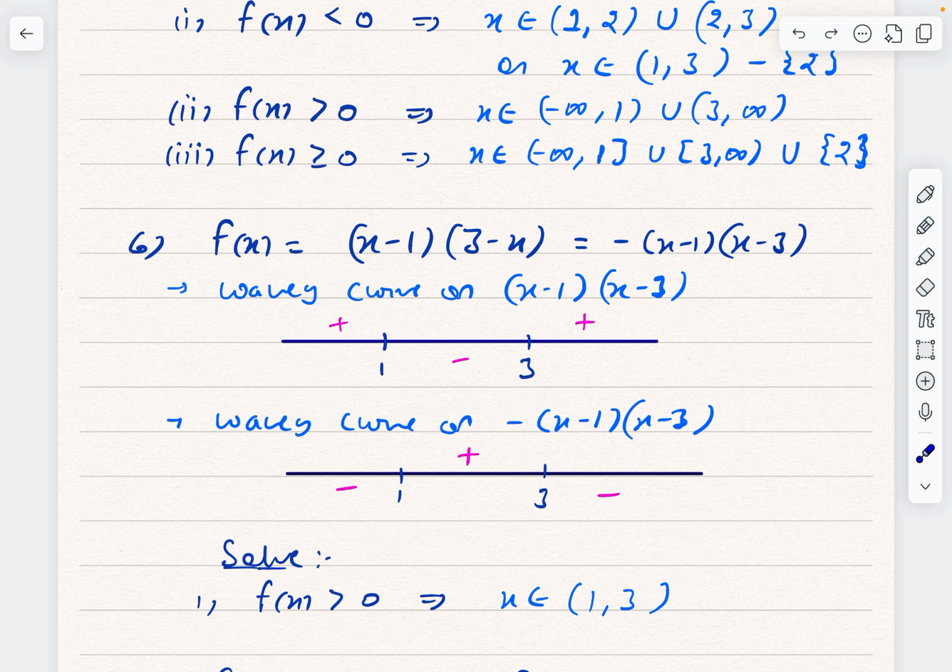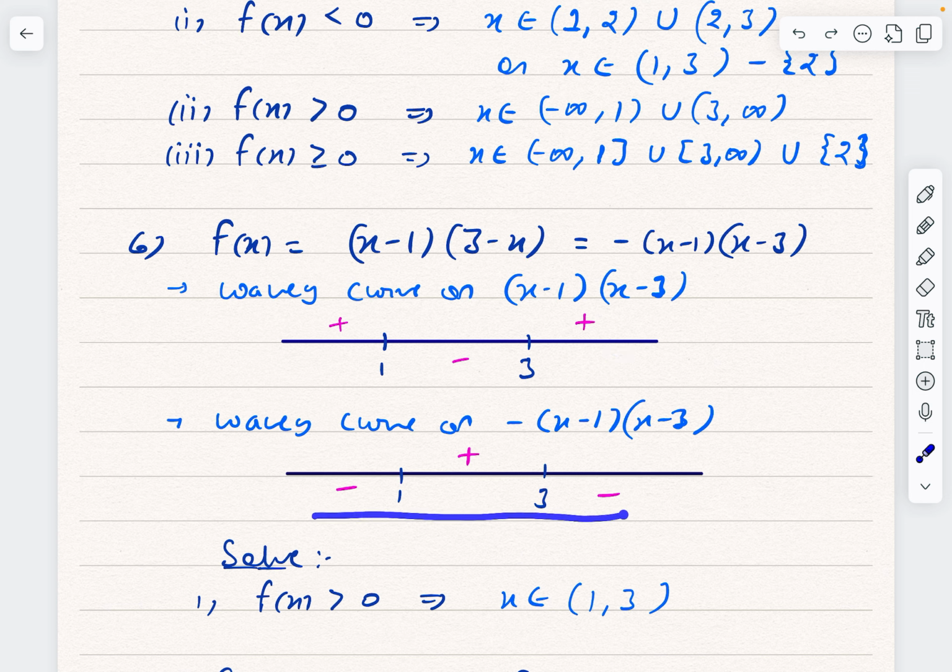Now, if I use the wavy curve on (x − 1)(x − 3), with 1 and 3 as the roots, the signs are positive, negative, positive. But if we have a negative outside, it will reverse everything. Whenever it was positive, it will become negative, and when it was negative, it will become positive. So now we get negative, positive, negative. Basically, if you have a negative outside, after you find the wavy curve, just invert all the signs: plus becomes minus, minus becomes plus.